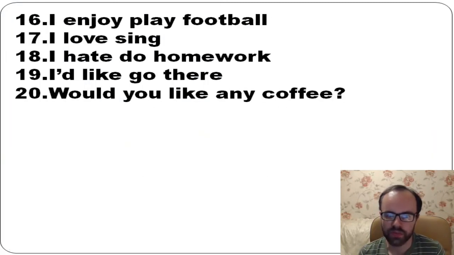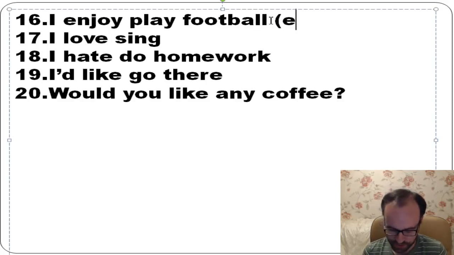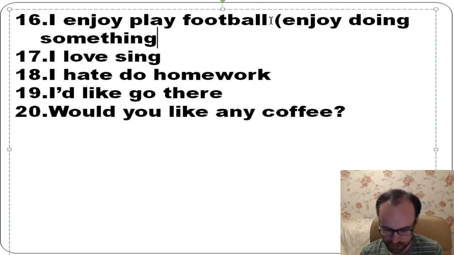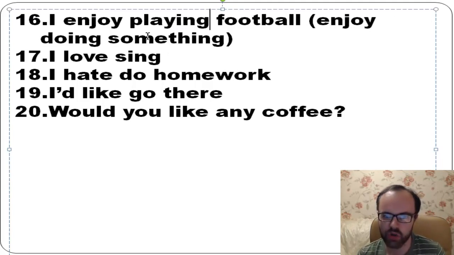Next. "I enjoy play football." So where is the mistake? Is it okay or not? Please remember this structure: enjoy doing something. Enjoy means really like. You can say "I really like playing football" or "I enjoy playing football." If you have enjoy, don't forget to add ing after the verb. "I enjoy playing football." "I love singing." Okay? It's the same situation.